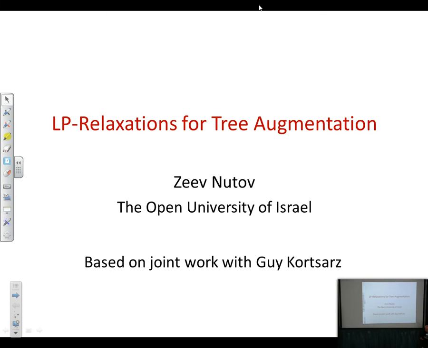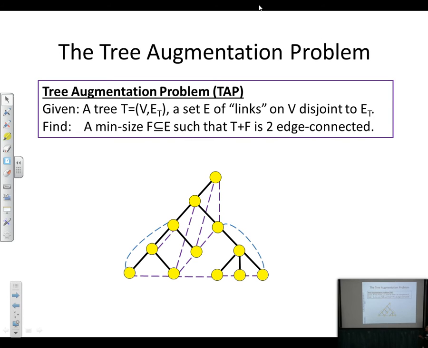Make some survey of its current status. So what is the problem? It's called the tree augmentation problem, or abbreviated by TAP. And it admits a very short formulation of 2 lines.